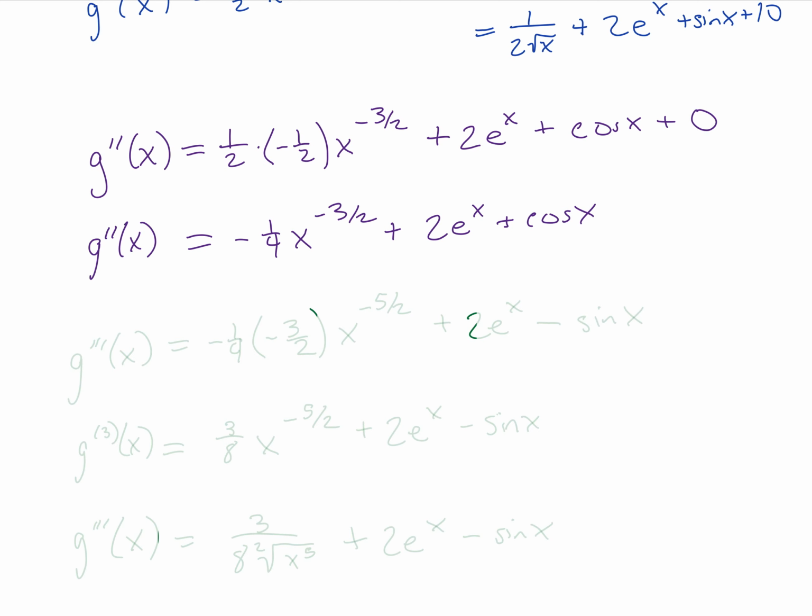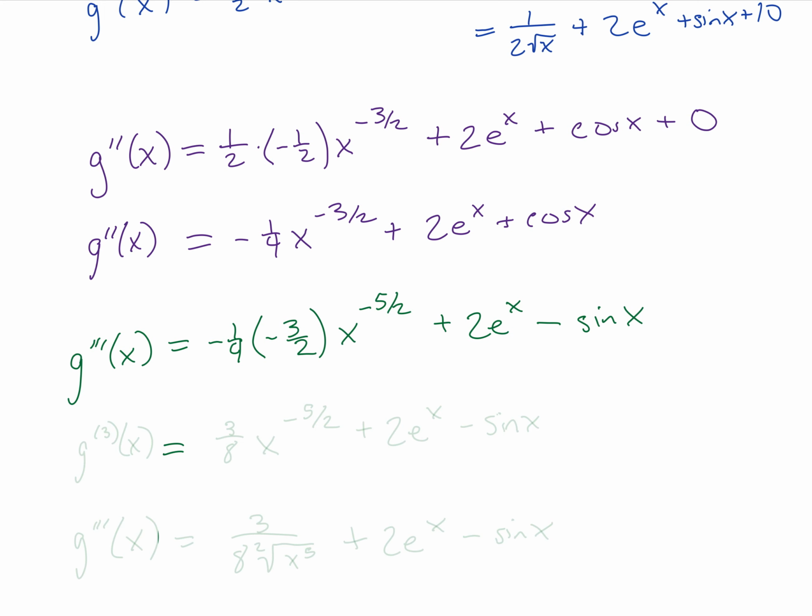And finally, we can take the third derivative. So our third derivative, g triple prime of x, is equal to negative 1/4 times, bringing down the exponent, negative 3/2 x to the negative 5/2. We're subtracting 1 from negative 3/2, which gives us negative 5/2, plus the derivative of 2e to the x, which is just 2e to the x, plus the derivative of cosine of x, which is negative sine of x.